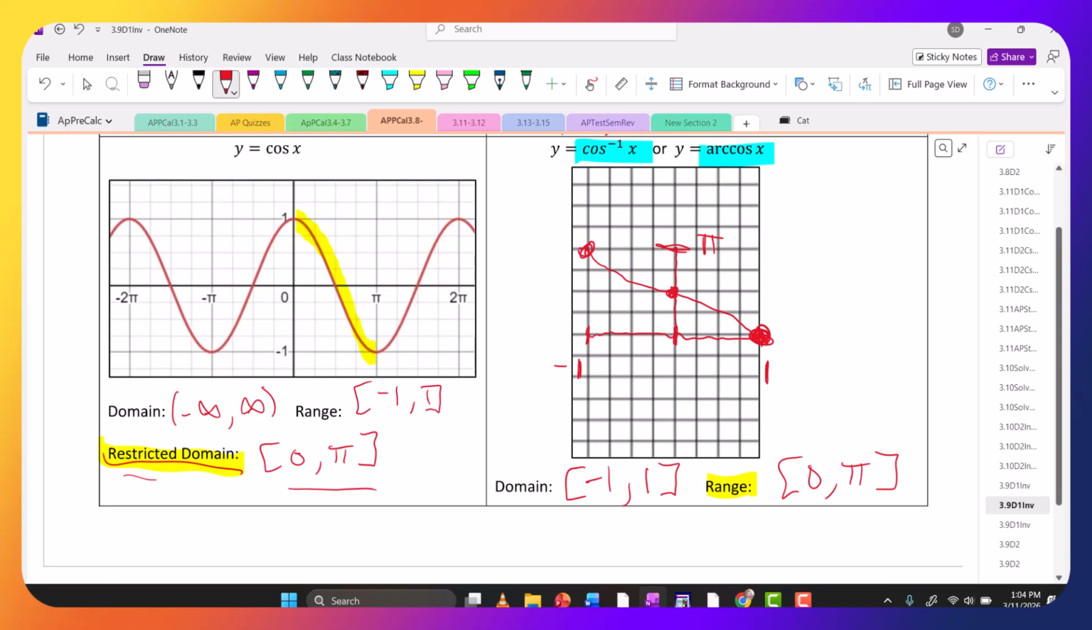Maybe I'll change the color so you could see me doing the graph here. And then switching pi over 2 comma 0 is 0 comma pi over 2. Maybe green would stick out a little bit more. And then pi comma negative 1 is negative 1 comma pi. This is not stuff you'll have to do. You will not have to graph the inverse function.